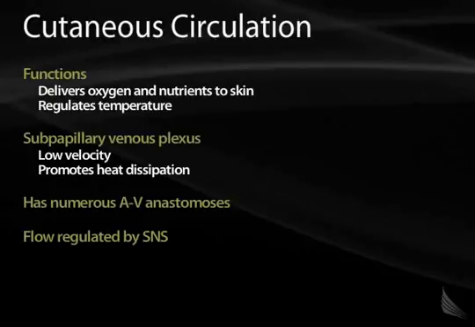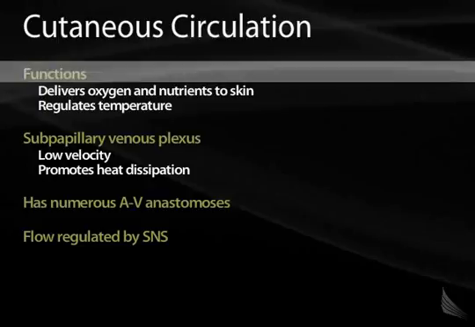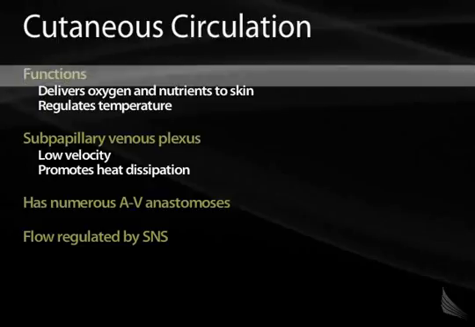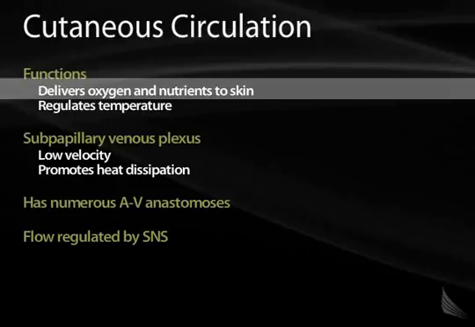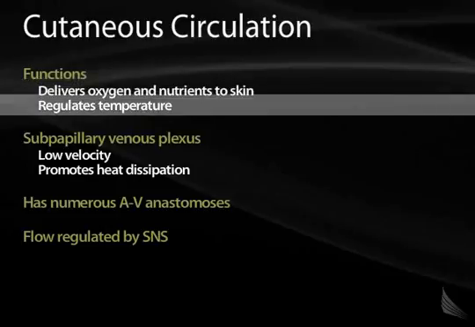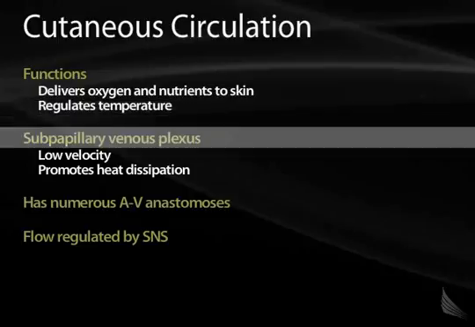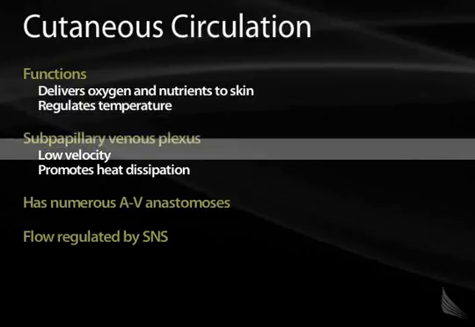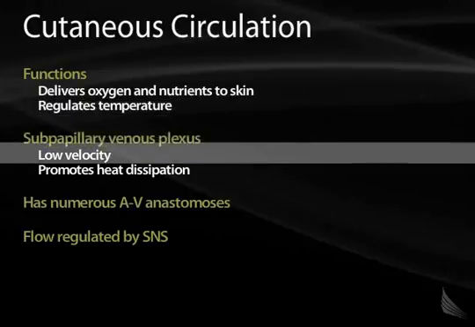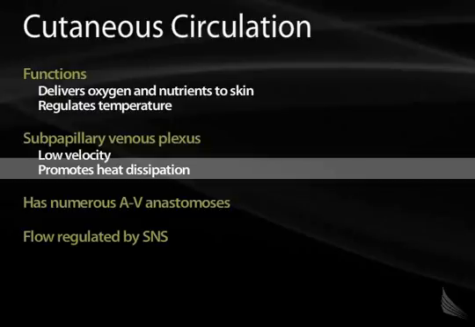The cutaneous circulation is another important special circulation to remember. The function of the cutaneous circulation is not only to deliver oxygen and nutrients to the skin cells, but also to regulate the person's body temperature. The subpapillary venous plexus, which is a low-velocity blood system, promotes heat dissipation when those blood vessels are open.